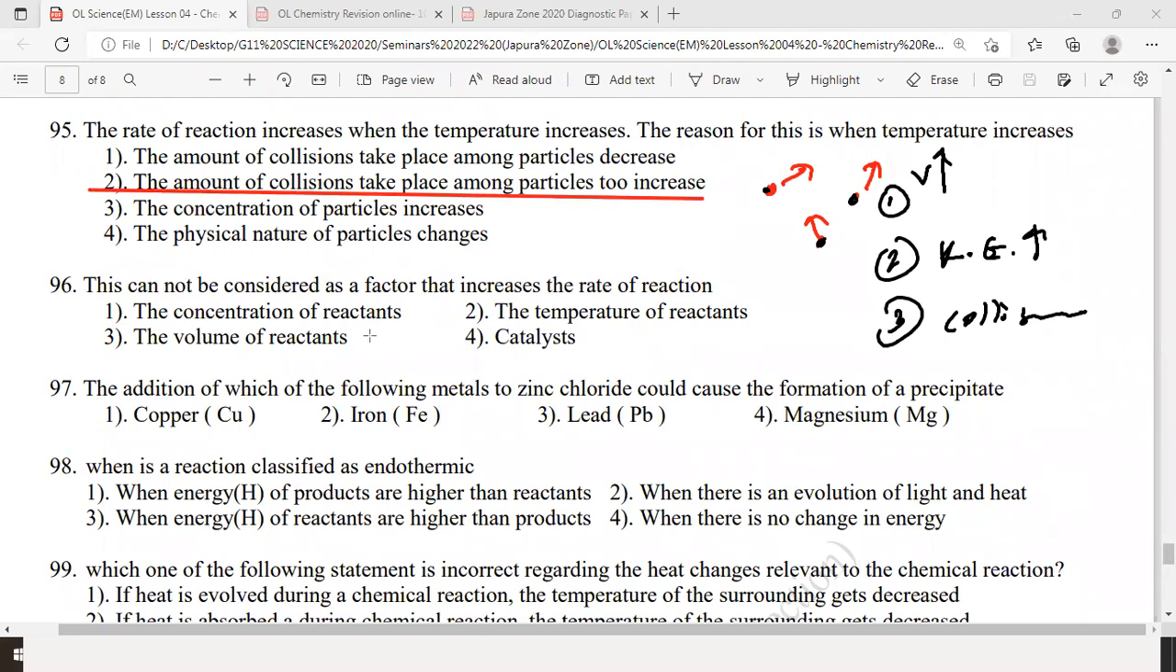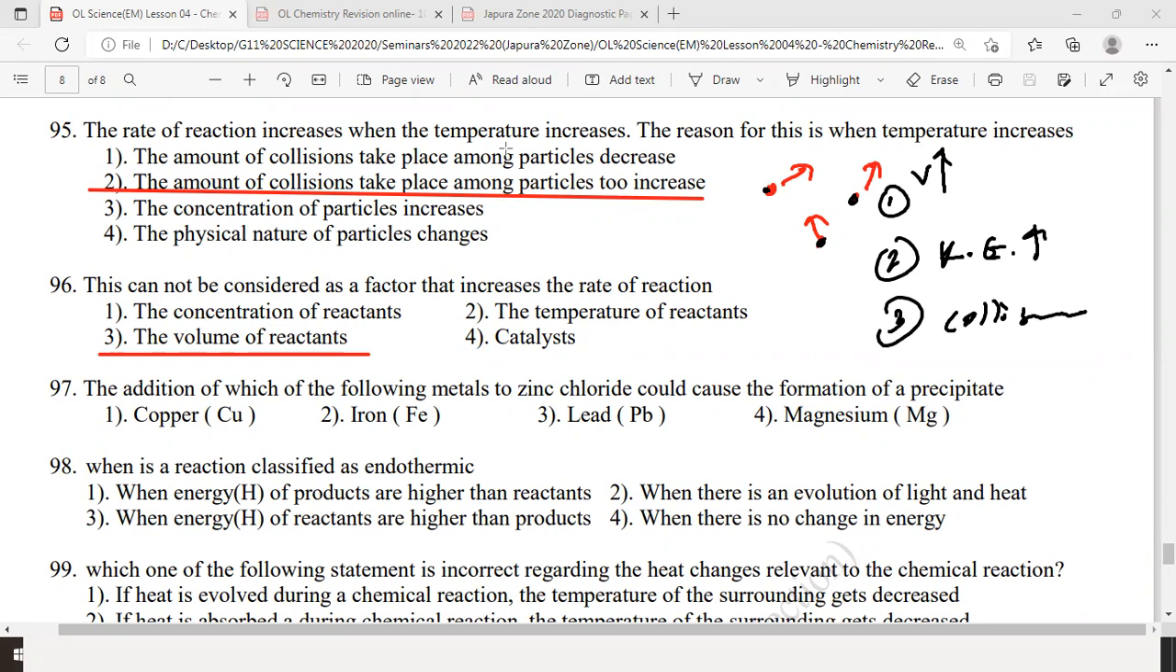Question number 96. This cannot be considered as a factor that increases the rate of reaction. Concentration matters, temperature matters, catalyst matters. The answer is 3, the volume of reactant. We don't use the term volume. Instead of volume, we use the term concentration. Question number 96. Very good. Imasha, Ravin and Vilana, the answer is 3. Lakindu, you didn't reply.